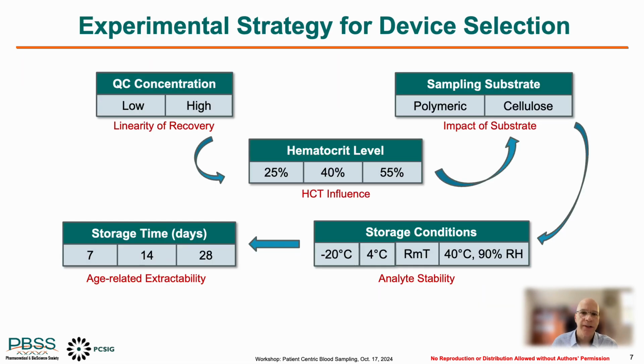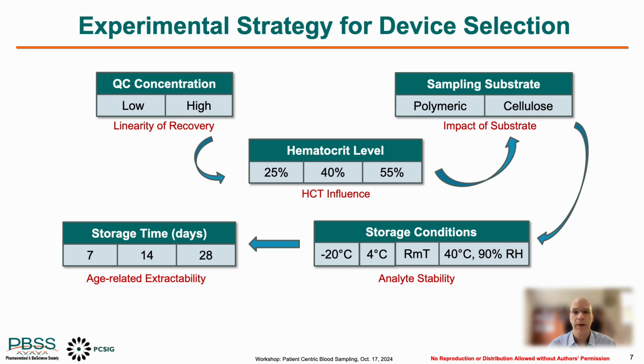So in light of the discussed BioA challenges, we need to consider a strategic approach to method development that not only allows for the elucidation of those mechanisms that can influence assay performance, but also aid in device selection. And to do this, we optimize our recovery experiments based on microsamples prepared in the following fashion. We use low and high QC concentration levels to determine linearity and response at hematocrit levels of 25, 40, and 55%, applied to both rigid polymeric substrates, that is the Mitra and the Tasso, and to cellulose, the Capitainer B.